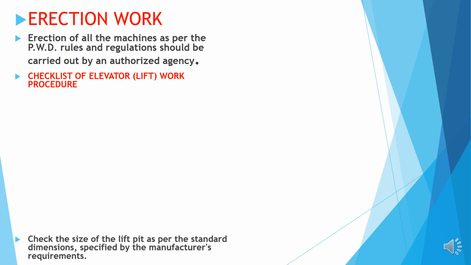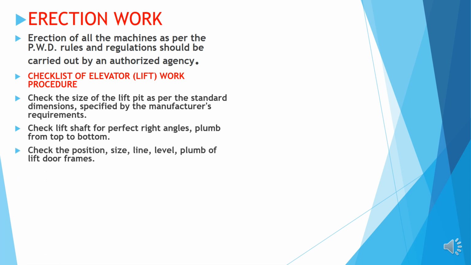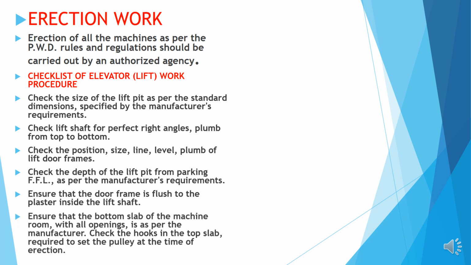Checklist of elevator. Check the size of the lift pit as per the standard dimension. Check the lift shaft for a perfect right angle plumb from top to bottom. Check the position, size, line, level, plumb of lift door frames. Check the depth of the lift pit from the parking FFL as per manufacturer requirement. Ensure that the door frame is flush to the plaster inside the lift shaft. Ensure that the bottom slab of the machine room with all openings is as per the manufacturer. Check the hooks of the top slab required to set the pulley at the time of erection.